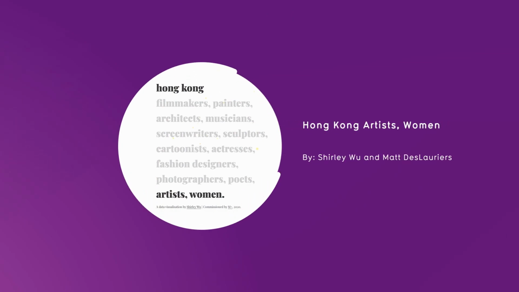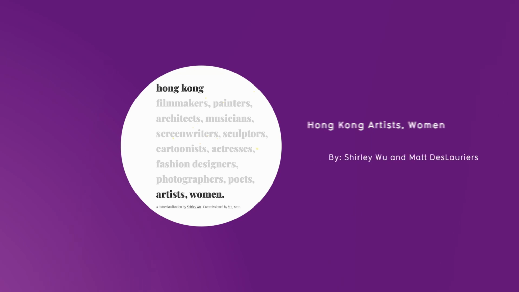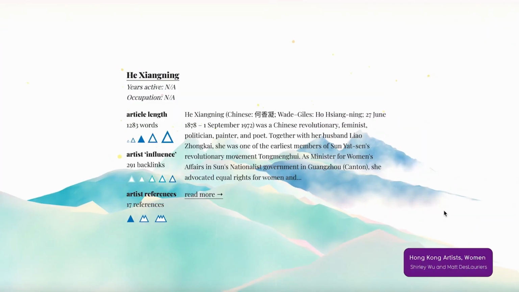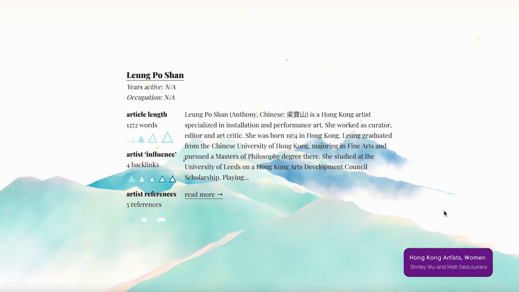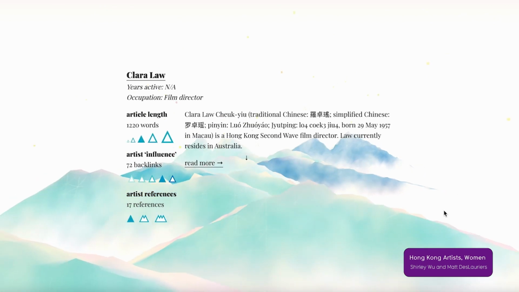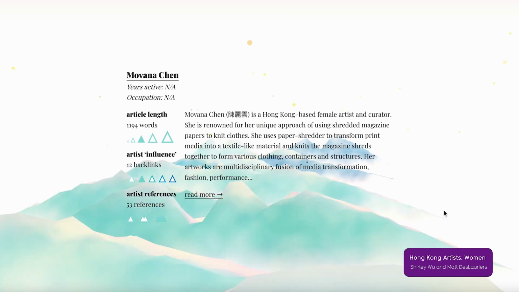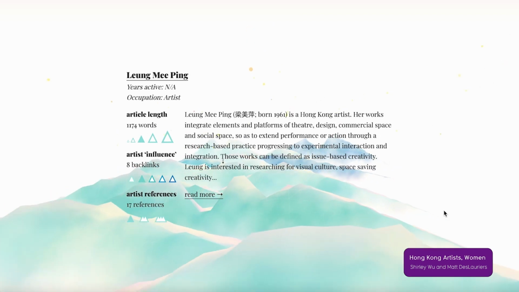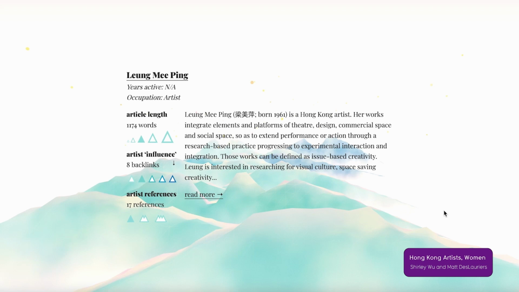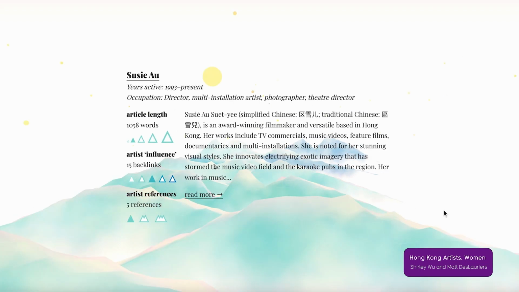Hong Kong Artists, Women by Shirley Wu and Matt Delorier. The project is simultaneously a celebration of Hong Kong women artists, represented as powerful, majestic mountains rising above the mist, as well as a reminder of their underrepresentation on Wikipedia and a call to action to remedy the situation.